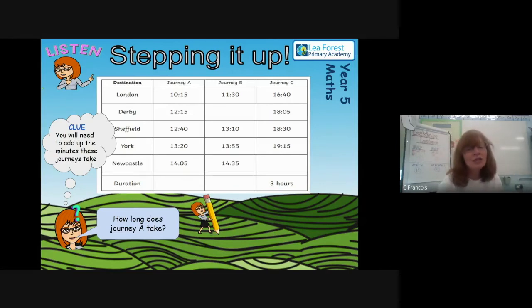So how long does journey A take to get from London to Newcastle? So how many minutes to get from here to here? How many minutes to get from here to here? How many minutes to get from here to here? And how many minutes to get from here to here? And then total them up. Good morning, Harley. You've been quiet this morning. Nice to have you with us.